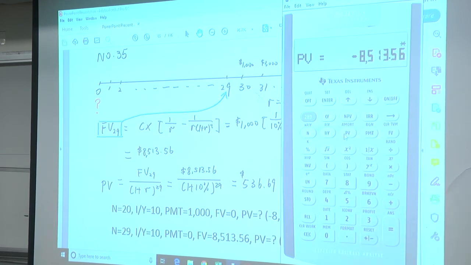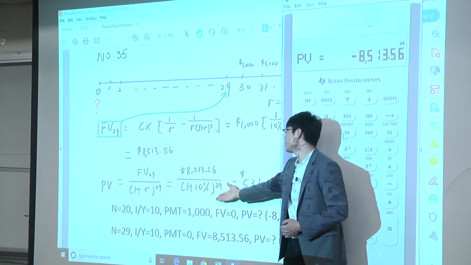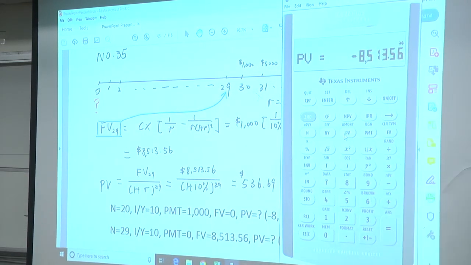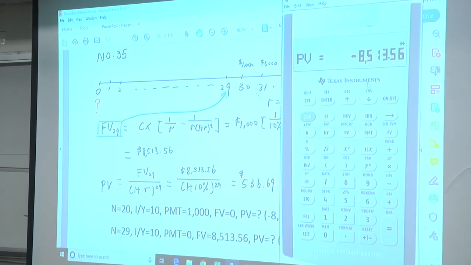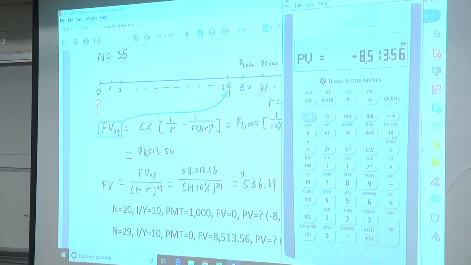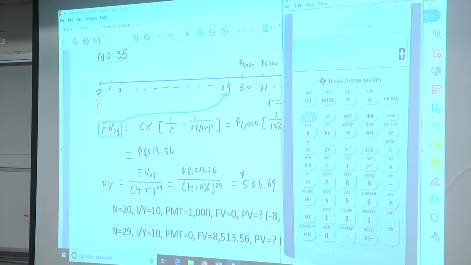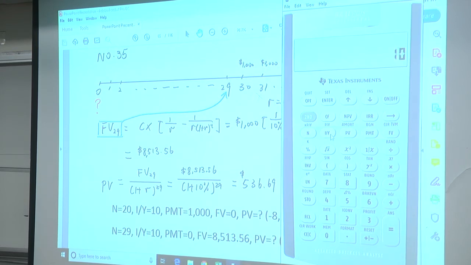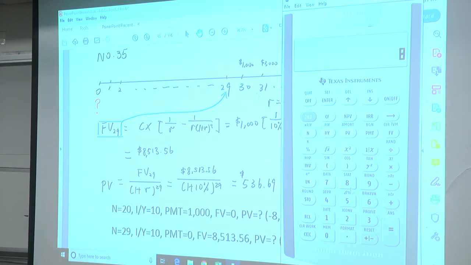So how do we realize this on the calculator? You can think of this as a future value with no payments. How much is the present value? So let's just keep using this. This is 8513.56. Let's put it into the future value. There's no payment. It's 29 years of discounting. It's a 10% interest rate. Oh, sorry.